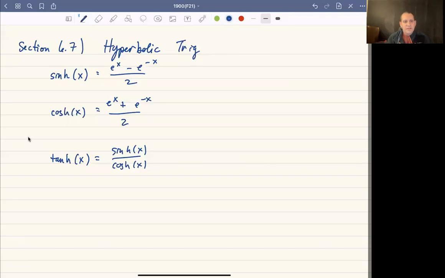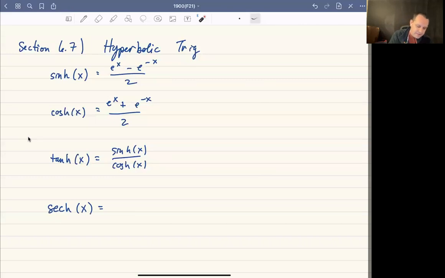So in this section, section 6.7, we're going to talk about the hyperbolic trigonometric functions. These are the hyperbolic sine, hyperbolic cosine, hyperbolic tangent, and I may as well also include in this list hyperbolic secant. The H here is for hyperbolic. So this is sinh, cosh, tanh, which is the shorthand for hyperbolic sine, hyperbolic cosine, hyperbolic tangent.